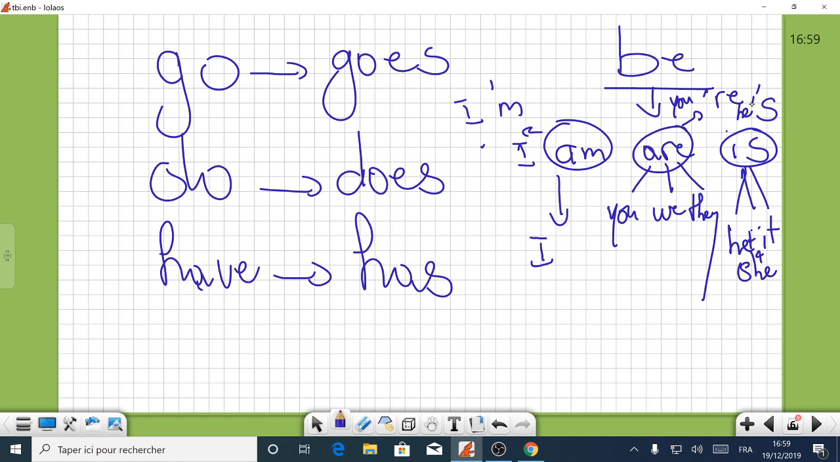So here we have some exceptions: go, goes, do, does, have, has. Okay, and when it comes to the verb to be, we have three forms in the present: am, are and is. Am with the subject pronoun I, are with you and we and they, and is with he and she and it. Of course, this is for when we talk about full form and short form. We have I am, you are, you're, he is, he's. This is what we call short form.